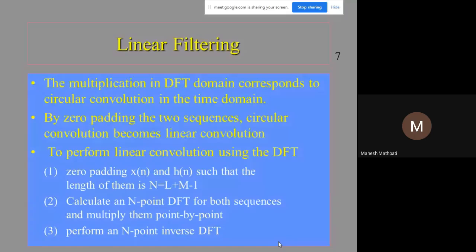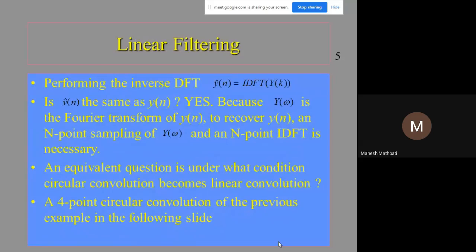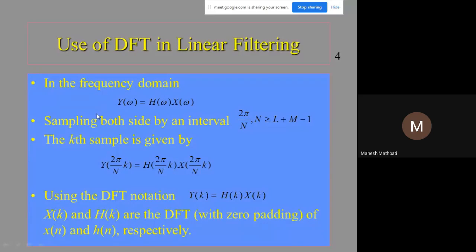Zero padding and h of n, such that the length of them is n equals l plus m minus 1. And here one more point we have noted is this value. Are you getting my point? The sampling on both sides by an interval, the n should be greater than or equal to l plus m minus 1. So it is again the value of n we are considering, meaning the total length we expect. I have calculated for 3. Is that answer matching with our question, what we calculated first? No, right? Is it matching for 3 points?